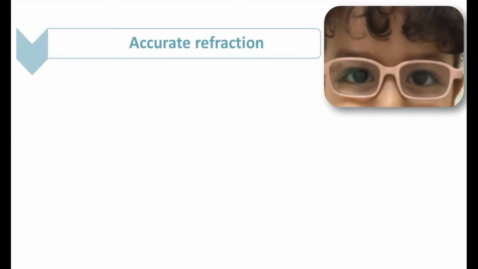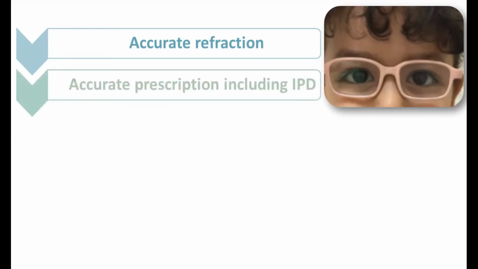So you need an accurate refraction. You have to be skillful at retinoscopy, for example, and your autorefractometer should be properly calibrated. And you have to be careful during the transcription and writing of the spectacle prescription, and the interpupillary distance should be correct. You have to measure it by yourself. Don't depend on the autorefractometer or any machine. Do it manually by yourself.